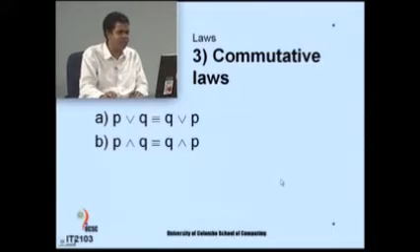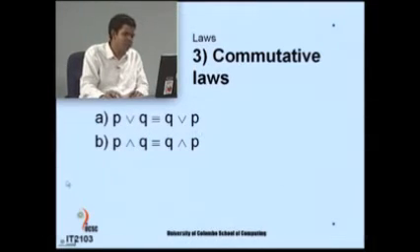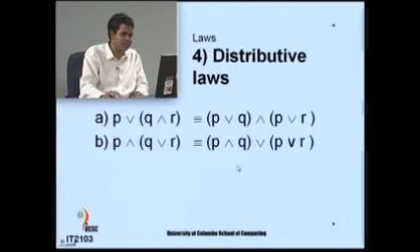Then we have the commutative laws. P or Q is equivalent to Q or P, and P and Q is equivalent to Q and P. As you will note, these should probably be intuitive and maybe obvious. Now, we have the distributive laws, which say that P or (Q and R) is equal to (P or Q) and (P or R), and we have P and (Q or R), which is equal to (P and Q) or (P and R).